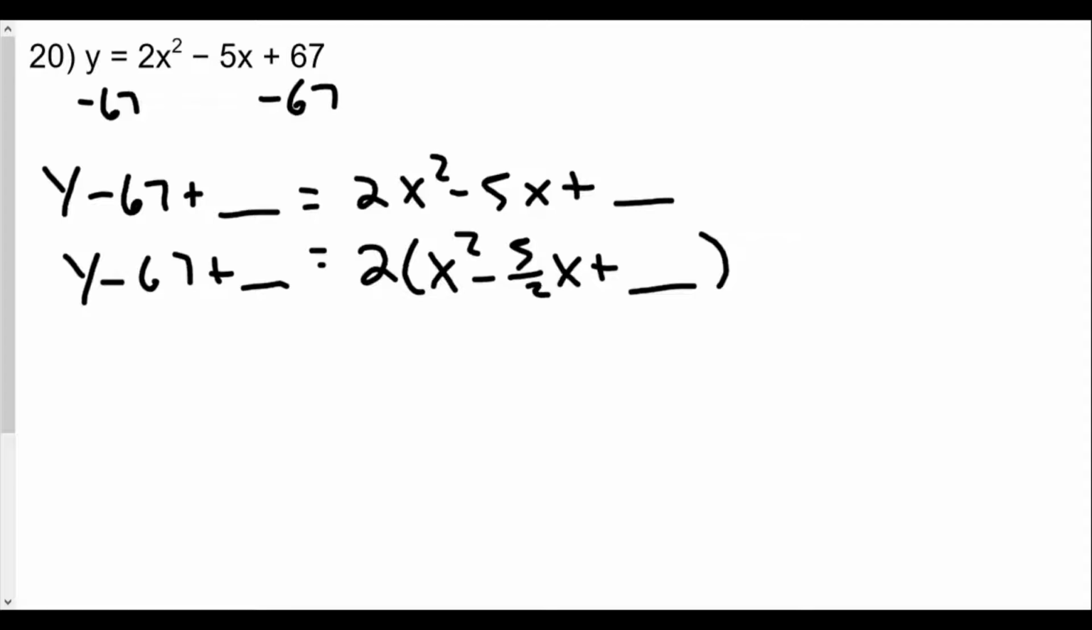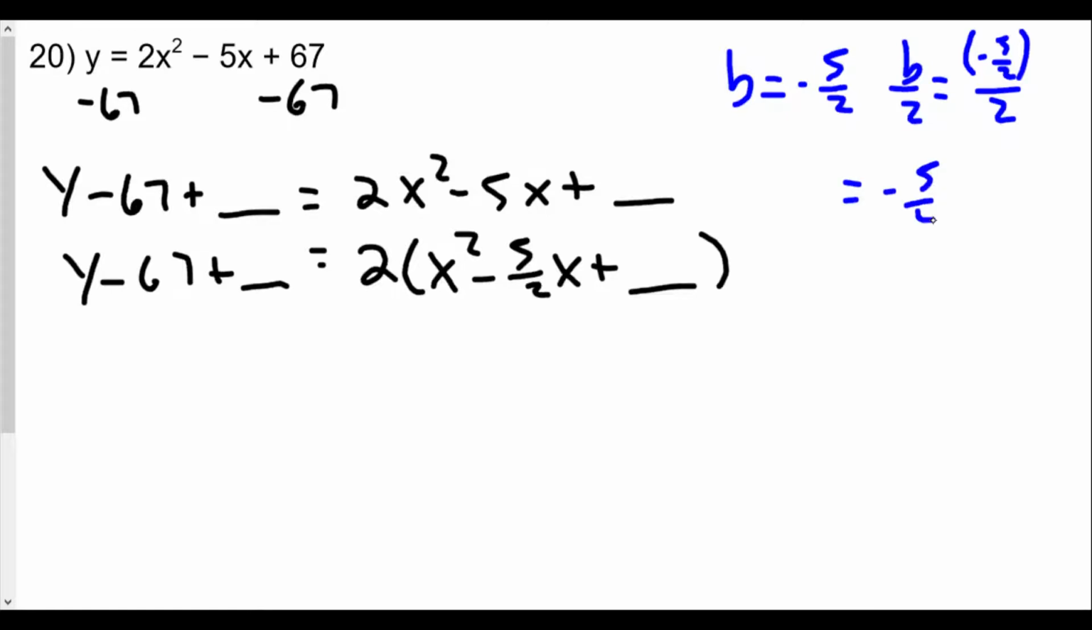Now, you're probably saying to yourself, oh no, Mr. Gong, this is no good, because here we have a b value of negative 5 over 2. Oh no. Well, b over 2 would just be negative 5 over 2 divided by 2. Now, negative 5 over 2 is really the same thing as negative 2.5. If we divide that by 2, we get negative 1.25. Fraction-wise, this is equal to negative 5 over 4.